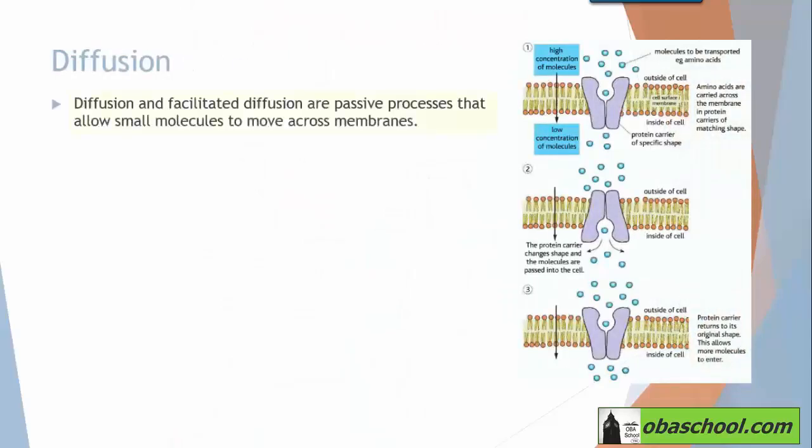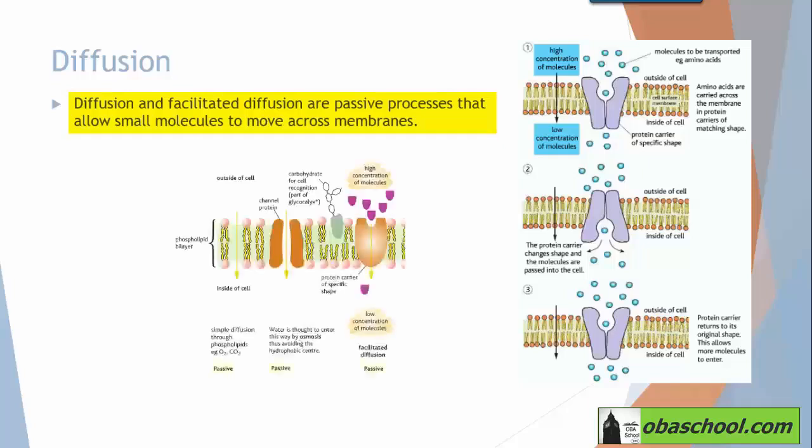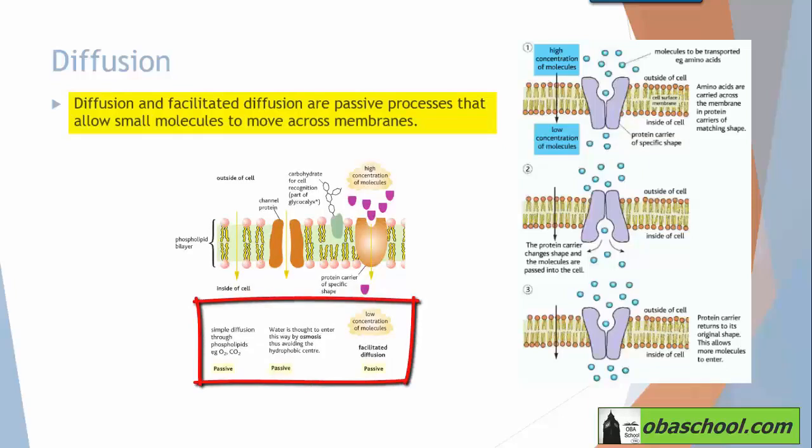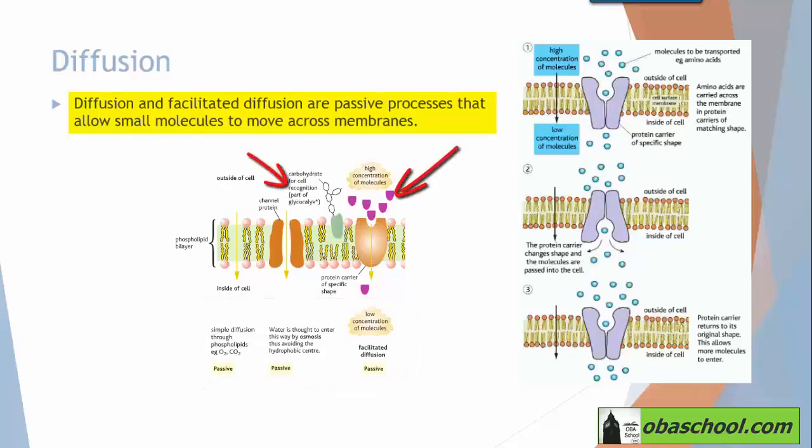So we learned about diffusion. We said that it's simple and facilitated. There's two different types, and they're both passive processes that allow small molecules to move across membrane. There's simple diffusion and there's facilitated diffusion by either channel proteins or protein carriers.